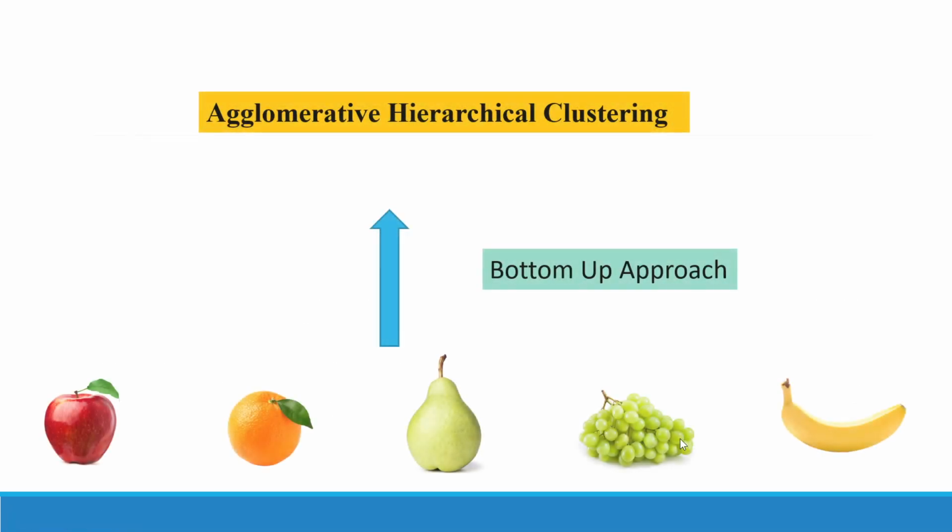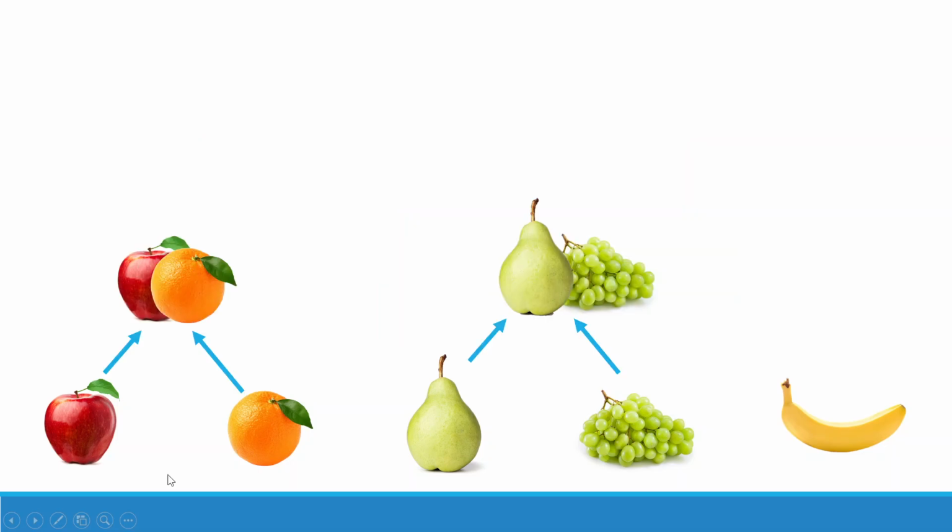Let's take an example. In this example, we have 5 fruits: apple, orange, pear, grapes, and banana. We are discussing the bottom-up approach, which is agglomerative hierarchical clustering. Now, these fruits will be merged based on their shape, color, and taste. So, this cluster formation is on the basis of shape. This is on the basis of color, the green color.